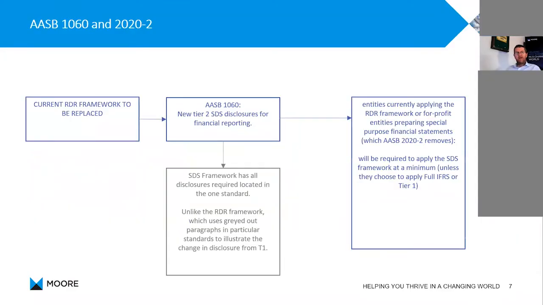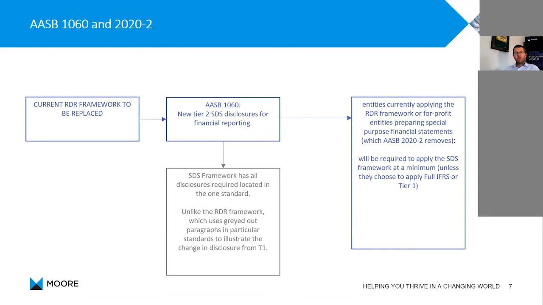So the current RDR framework is going to be replaced. So I guess the first thing that people need to know is that as at this time next year, RDR is no longer an option. So RDR is the current tier 2 of financial reporting. So that is a huge group of people who will no longer be able to prepare RDR accounts. They will now need to prepare SDS accounts, and SDS accounts will be the new tier 2. They will also importantly be general purpose. So that's the first group of people who are affected.